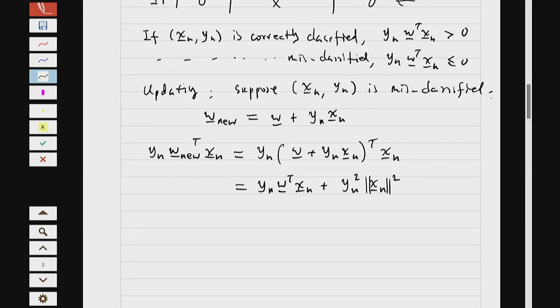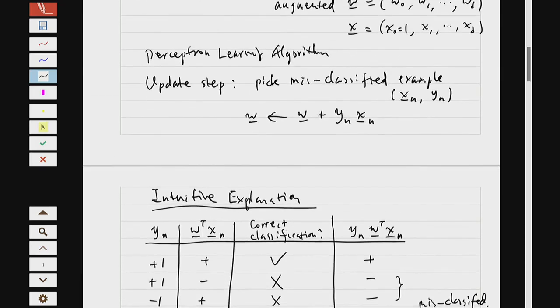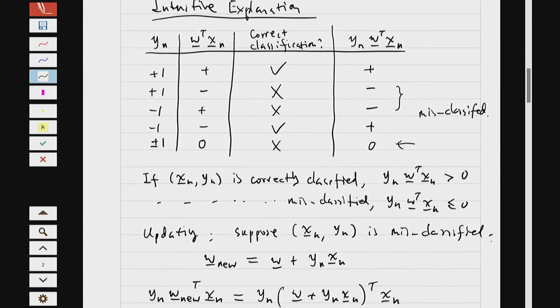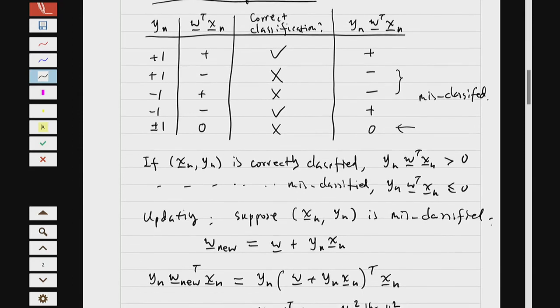That's right, Yn is correct. No, Yn is always the correct label. In the perceptron learning algorithm, Yn here, in this step, is always the true label. Yeah, the sign of this column would be y hat. But we are not using y hat here, right?